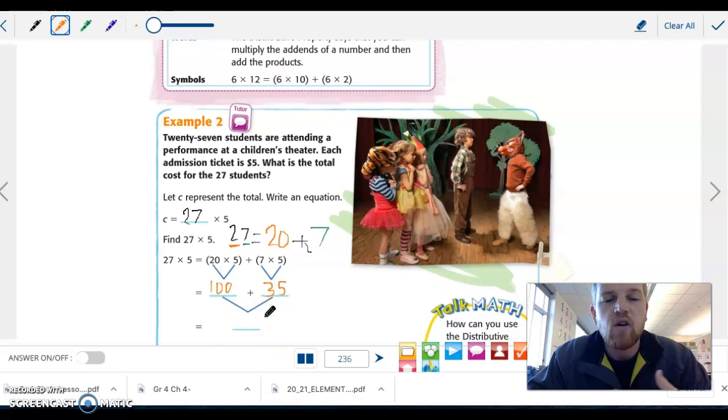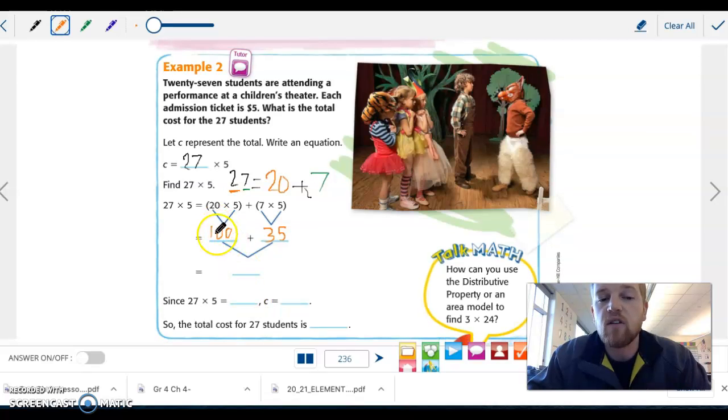Okay. Now I need to just add them together. I have 100 plus 35. I know my answer will be 135. Bringing that back to my equation, 27 times 5, because of my distributive property, tells me that is 135.